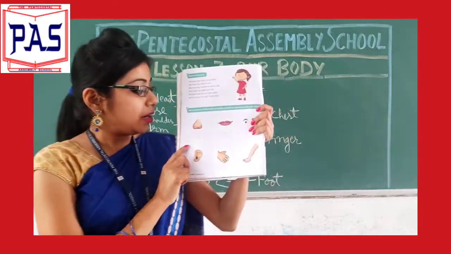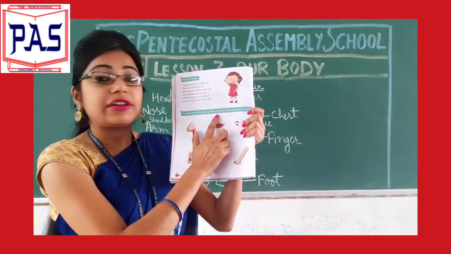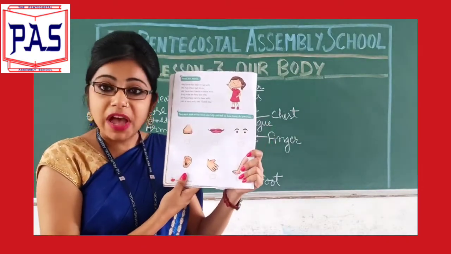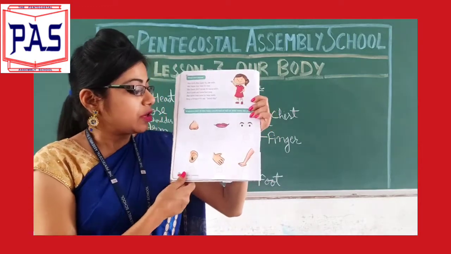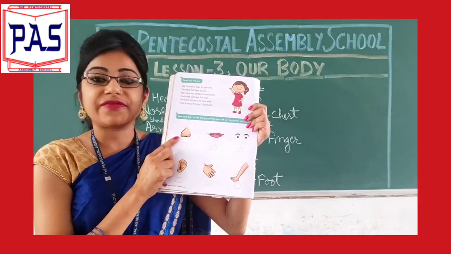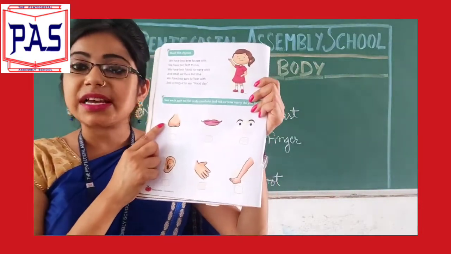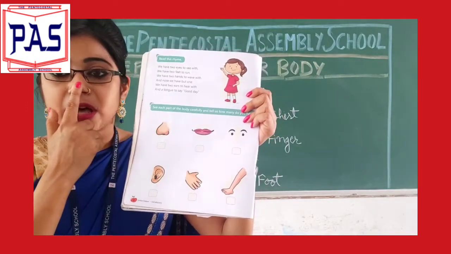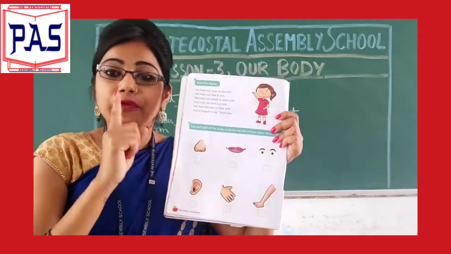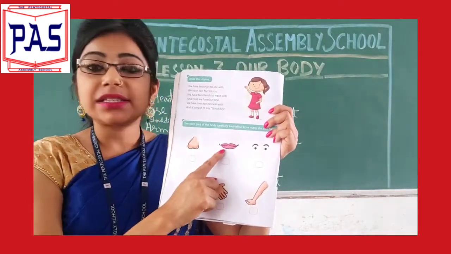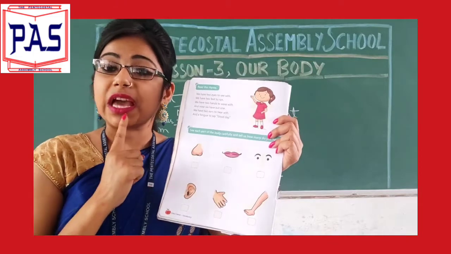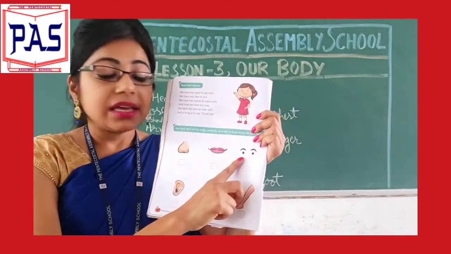Now, see this one. See each part of the body carefully and tell how many you have. Children, you have to do this on your own, at your home. You have to identify the body part. Which part is this? This is our nose. And how many noses do we have? We have one nose. This is the lip. The color of the lip is pink. We have one lip.